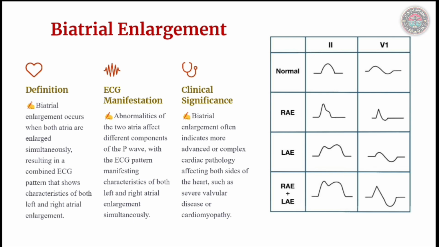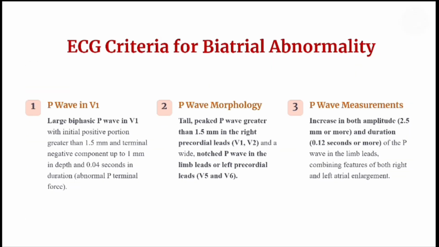ECG criteria for biatrial abnormality. BAE is identified through combined ECG changes. A P wave in V1 with a tall initial positive deflection, more than 1.5 mm, and deep terminal negative deflection, more than 1 mm and more than 0.04 seconds, suggests biatrial enlargement. P-wave morphology is often wide and notched in lead 2, resembling left atrial enlargement, but with increased amplitude, more than 2.5 mm, a feature of right atrial enlargement. Prolonged P-wave duration, more than 0.12 seconds, confirms the diagnosis.